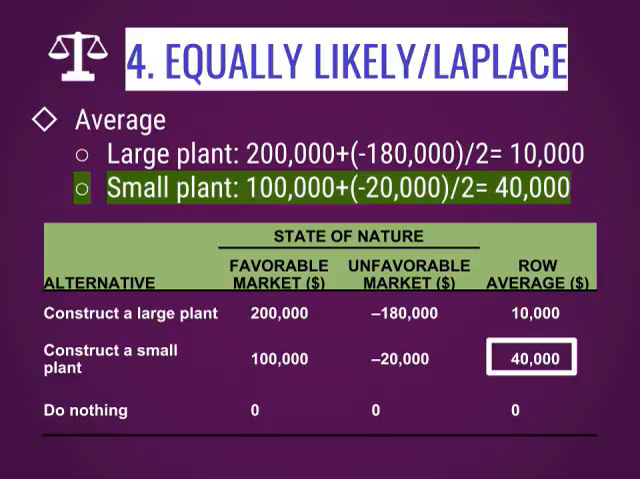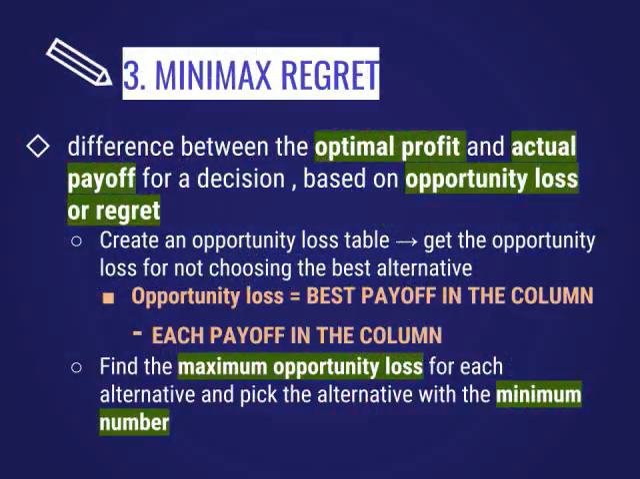Next, we have the minimax regret. It is based on opportunity loss or regret. We find the difference between the optimal profit and the actual payoff for a decision. To do this, first, we create an opportunity loss table by determining the opportunity loss for not choosing the best alternative. We do this using the equation opportunity loss is equal to best payoff in the column minus each payoff in the column. After which, we find the maximum opportunity loss for each alternative and pick the alternative with the minimum number.